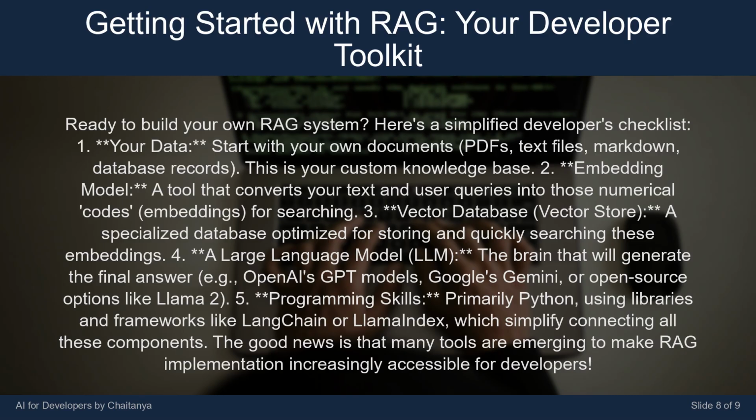4. A large language model. LLM. The brain that will generate the final answer. E.g., OpenAI's GPT models, Google's Gemini, or open source options like Llama 2. 5. Programming skills. Primarily Python, using libraries and frameworks like LangChain or LlamaIndex, which simplify connecting all these components. The good news is that many tools are emerging to make RAG implementation increasingly accessible for developers.